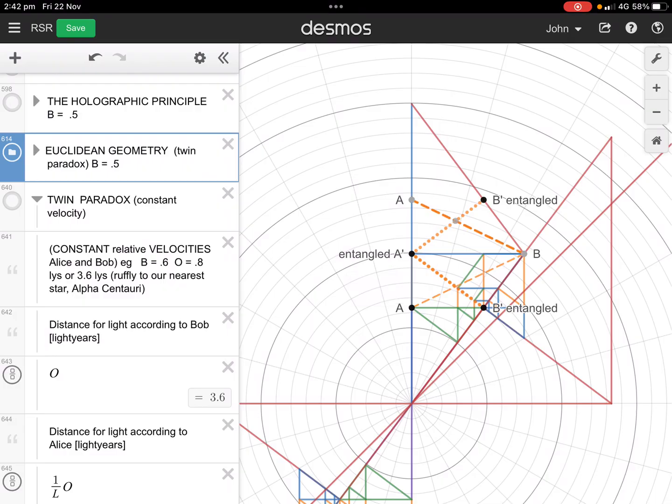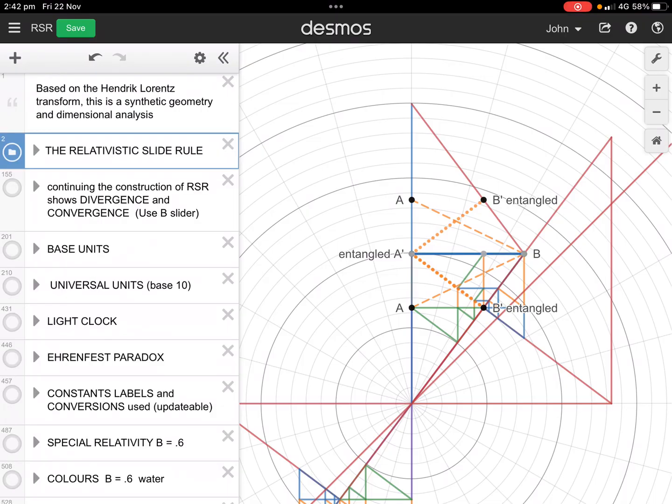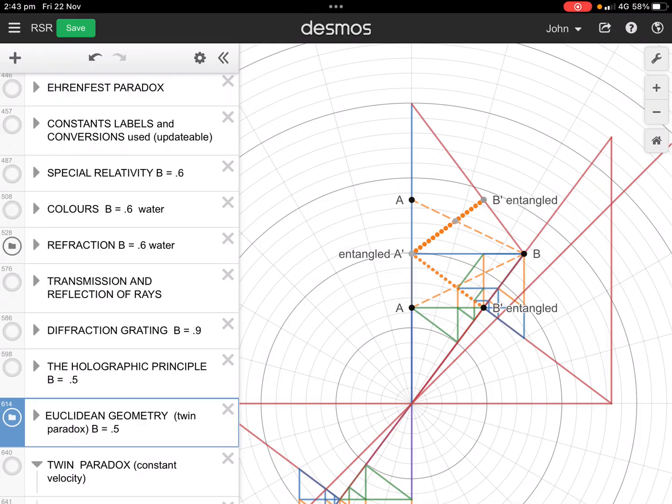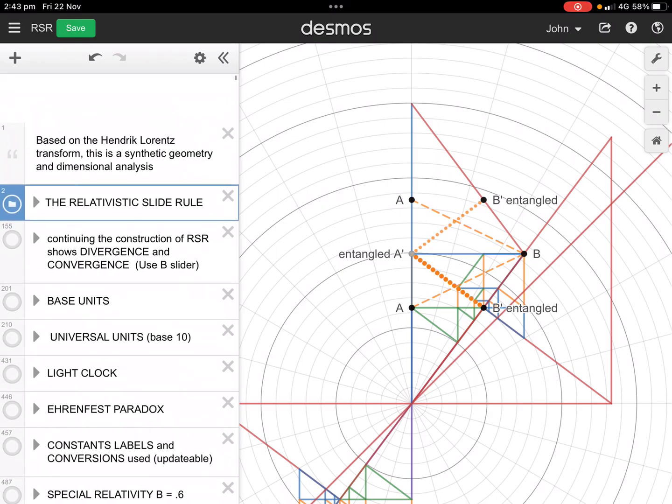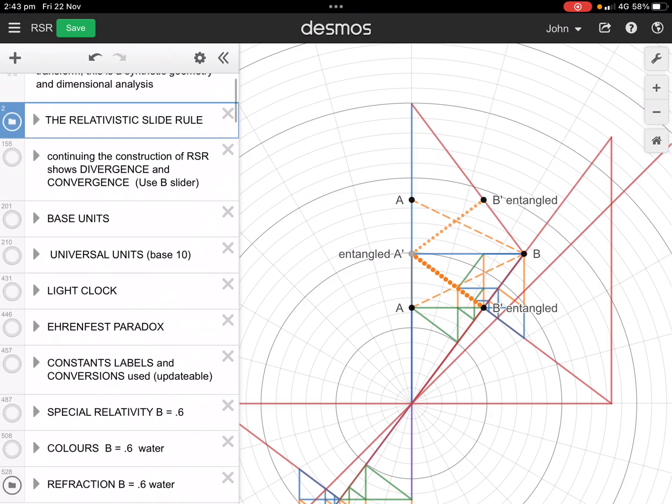These are the lines of simultaneity according to Bob, and I'm going to show that the lines of simultaneity according to Alice are not straight across. This is Euclidean geometry, remember. It's actually that, and so you see they've got different lines of simultaneity, but it's Euclidean.